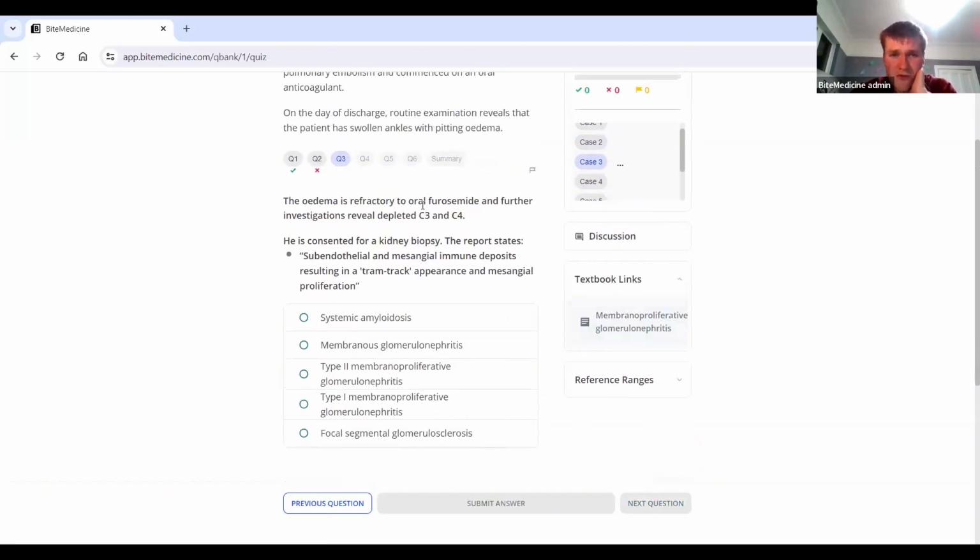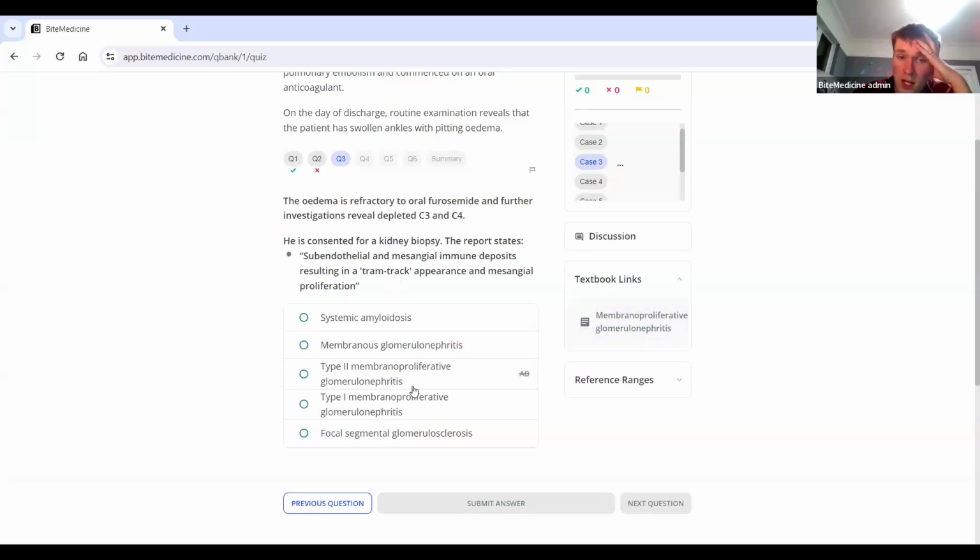The edema is refractory to oral furosemide. Further investigations reveal depleted C3 and C4. He's consented for a kidney biopsy, and the report states subendothelial and mesangial immune deposits resulting in a tram-track appearance and mesangial proliferation. Cool. And it wants to know which one is it.